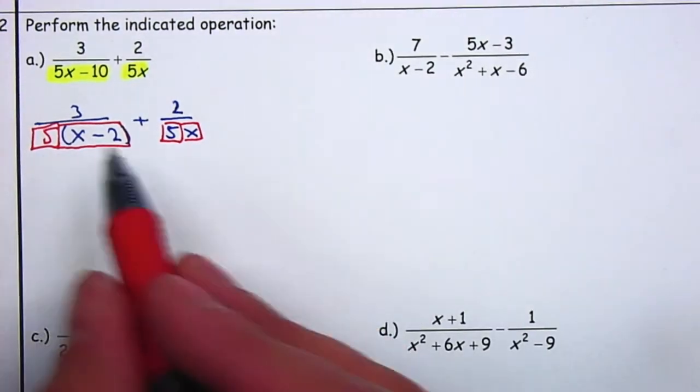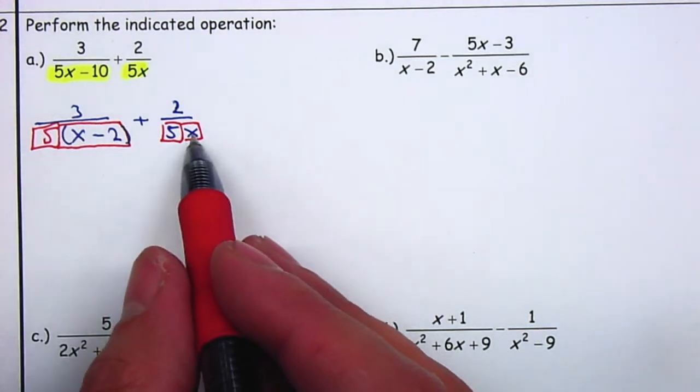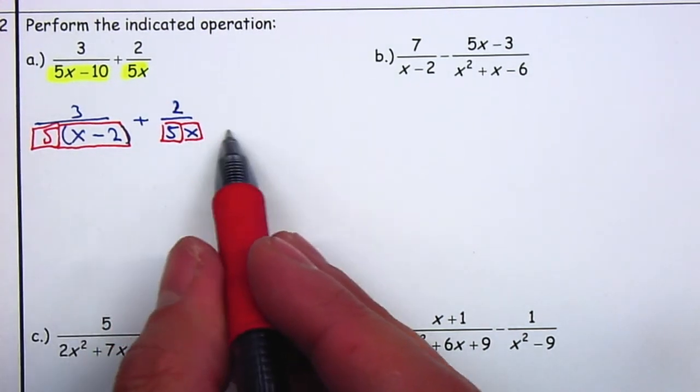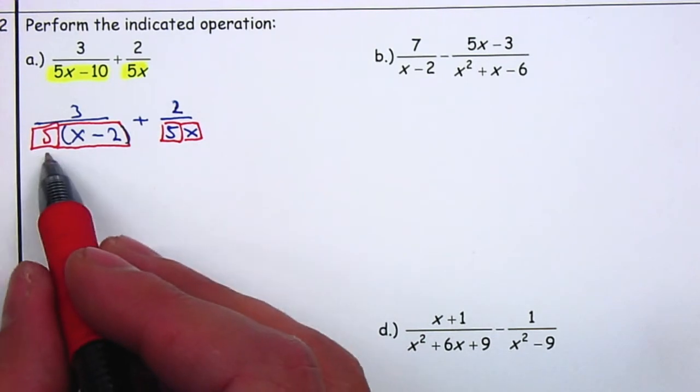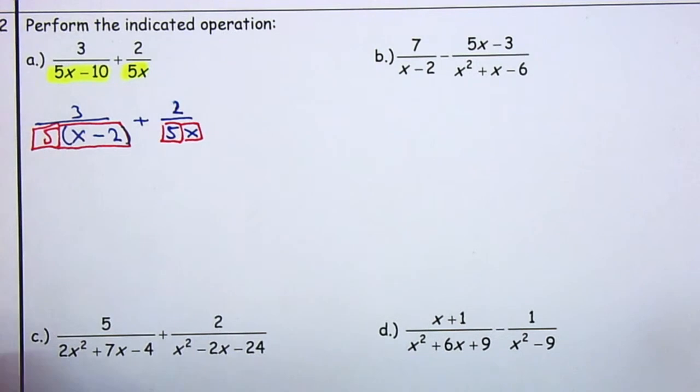I need to have the same denominator. So that's it. On the right hand side, many of you guys are going to try to just place a minus 2 here to make them the same, but you can't. You need to multiply by the whole factor. So I'm going to multiply the right hand side by x minus 2.